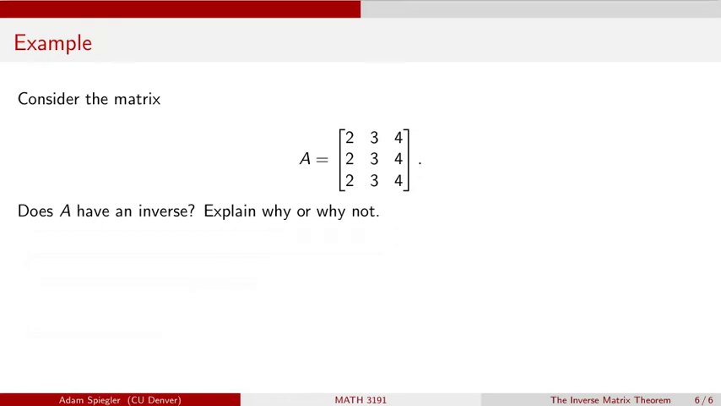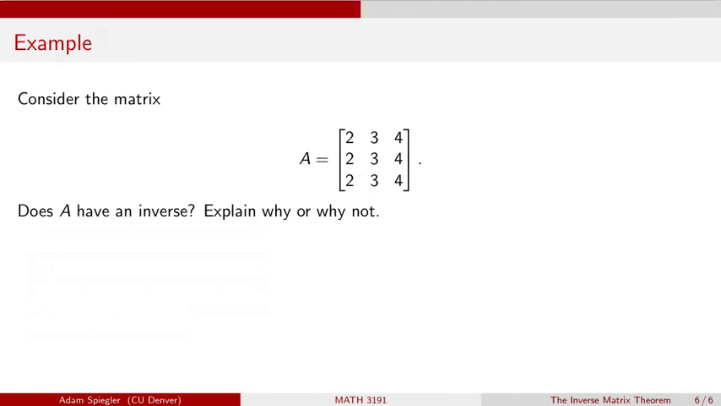Okay, hi everybody. So in this video, now that we've discussed all of the equivalent statements in the inverse function theorem, let's see why that theorem might be useful. So let's consider the following example. Here I've got a 3 by 3 matrix A whose first row is 2, 3, 4, the second row is 2, 3, 4, and the third row is 2, 3, 4.